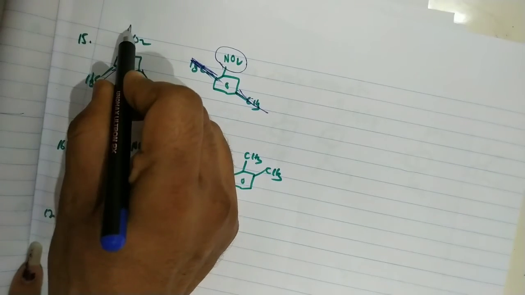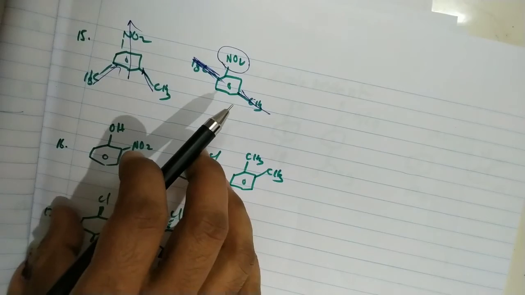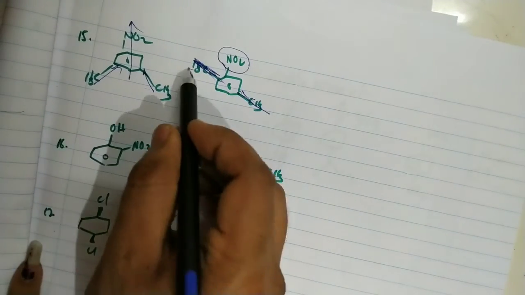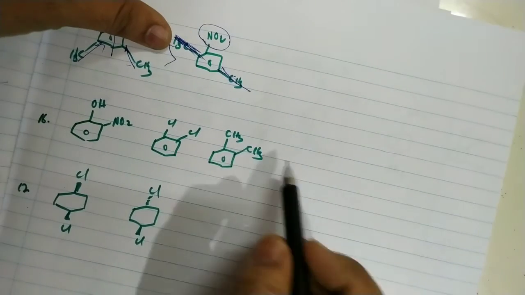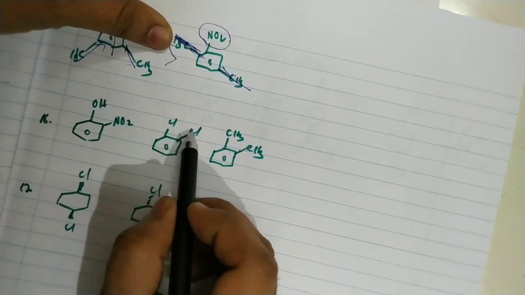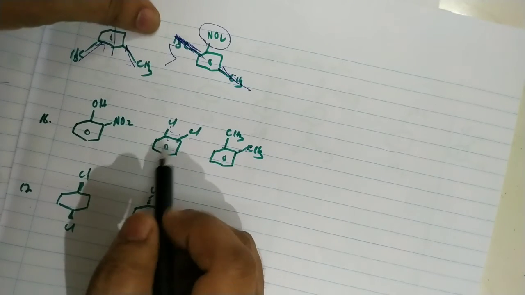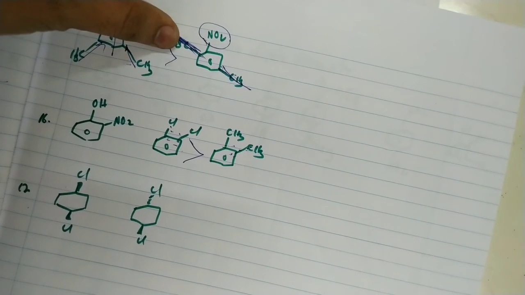Next, in this case, towards benzene, NO2 is a withdrawing group. So here all the dipole moments are in the same direction, so this one has a higher dipole moment. And coming to this one, carbon-carbon is a less polar bond, while carbon-chlorine bonds are more polar. So between these two, this one has a higher dipole moment.